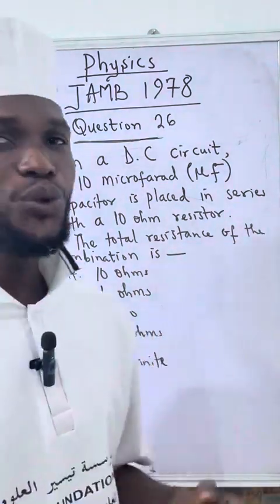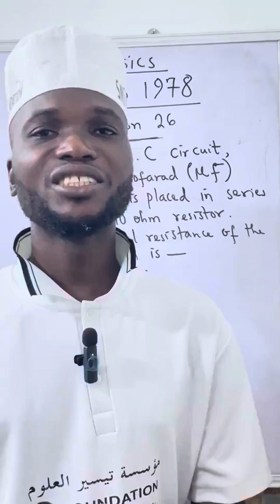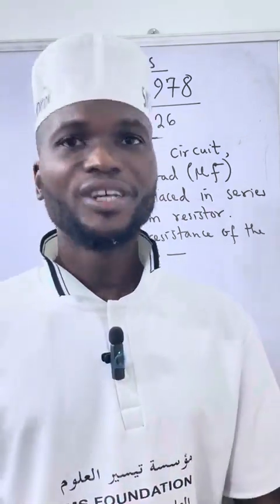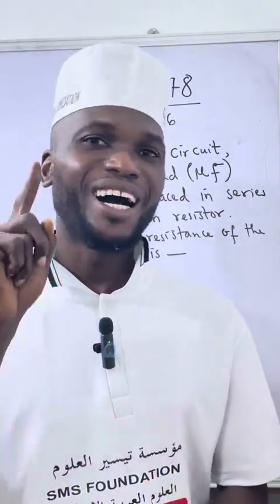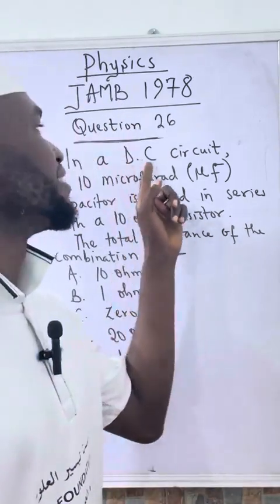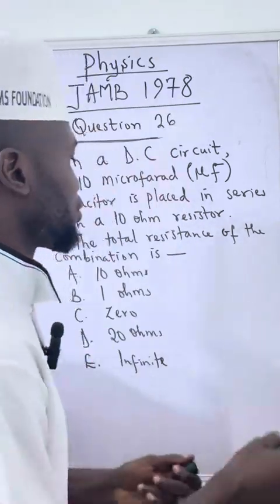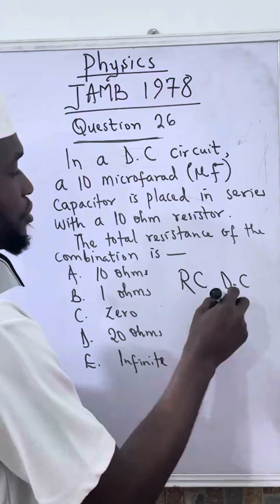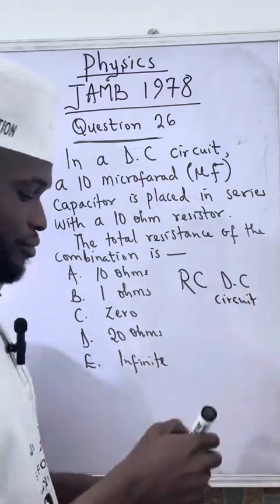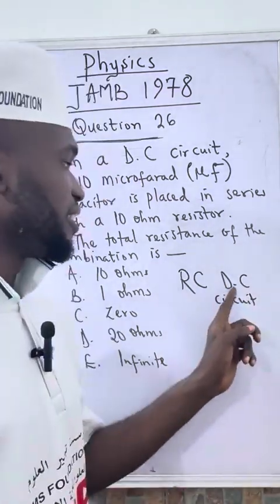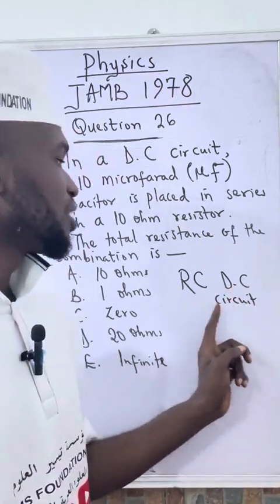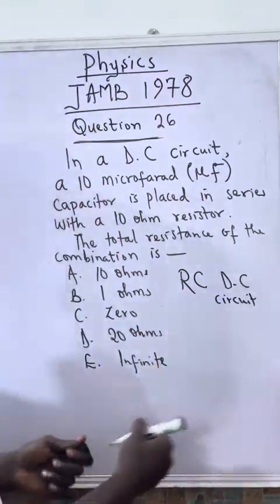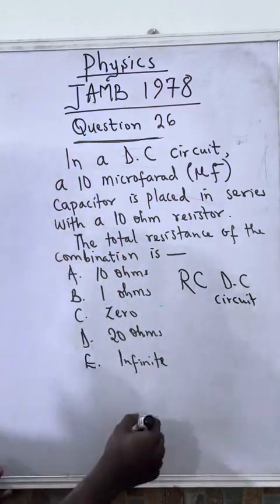So this question wants to test your understanding of the behavior of a circuit that contains a resistor and also a capacitor. If the circuit is a DC circuit, such a circuit is called an RC DC circuit. That is a direct current circuit that contains a resistor and a capacitor. Now, let me make a small drawing of that and then explain what will be the answer.